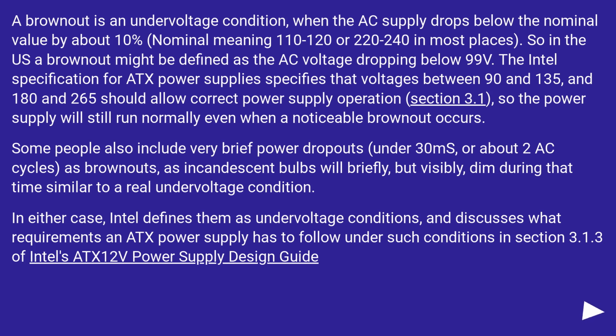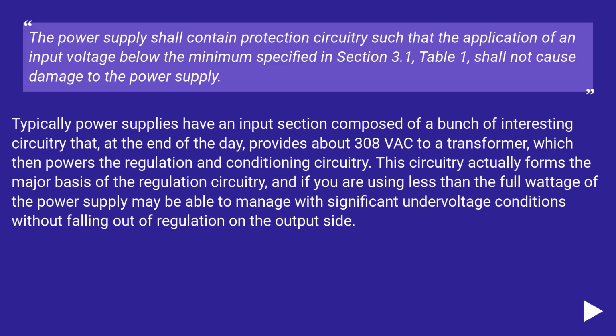Some people also include very brief power dropouts, under 30 milliseconds, or about 2 AC cycles, as brownouts, as incandescent bulbs will briefly, but visibly, dim during that time, similar to a real undervoltage condition. In either case, Intel defines them as undervoltage conditions, and discusses what requirements an ATX power supply has to follow under such conditions in section 3.1.3 of Intel's ATX12V power supply design guide. The power supply shall contain protection circuitry such that the application of an input voltage below the minimum specified in section 3.1, table 1, shall not cause damage to the power supply.